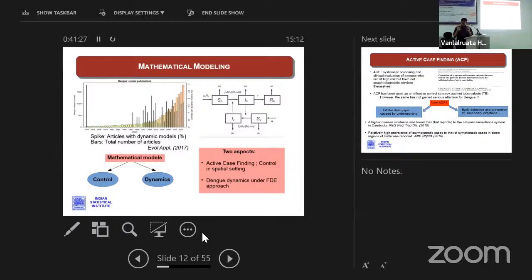We have a host. We are the host, so the human population, and the vector. The vector is the mosquito, because dengue is coming from the mosquito, through interaction between mosquito and human. So I shall have to model the human population as well as the mosquito population. I have susceptible humans, infected humans, and recovered. Similarly, I have susceptible mosquitoes and infected mosquitoes. I am not taking into account recovery, because the lifespan of a mosquito is a maximum of 15 days, so there is no need to consider a recovered mosquito population.